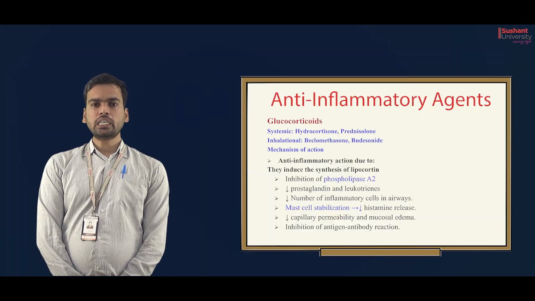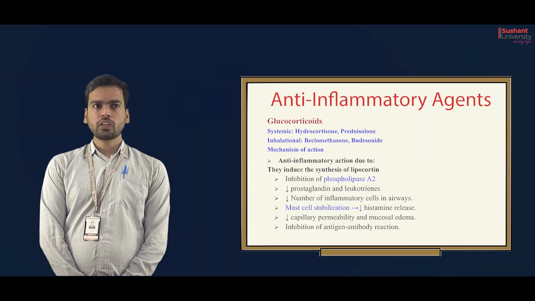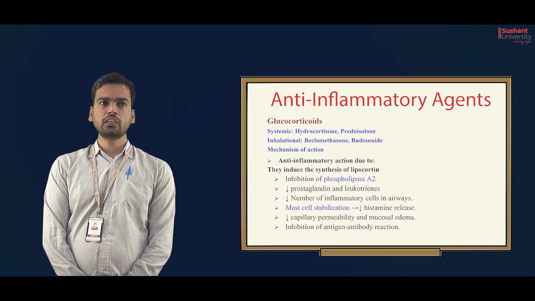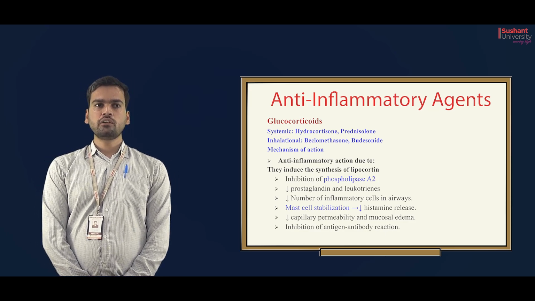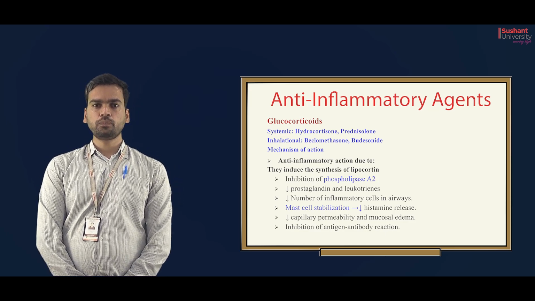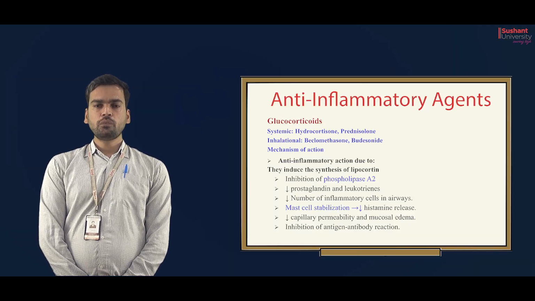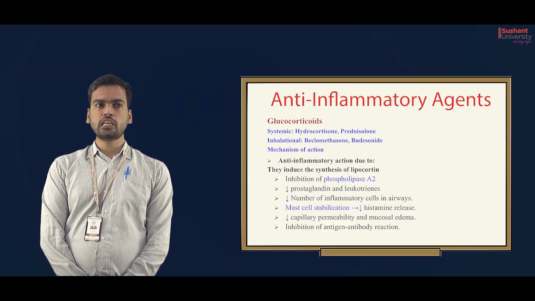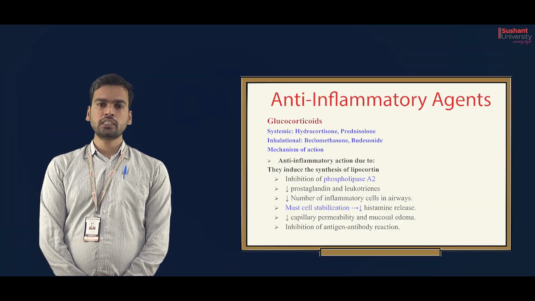The anti-inflammatory actions of these glucocorticoids are produced because they inhibit phospholipase A2 in our body, and they decrease prostaglandins and leukotrienes. They are also able to decrease the number of inflammatory cells present in the airways. Then they also produce a mast cell stabilizing effect, which decreases histamine release. By this action, they also reduce bronchial edema and inhibit antigen-antibody reactions.